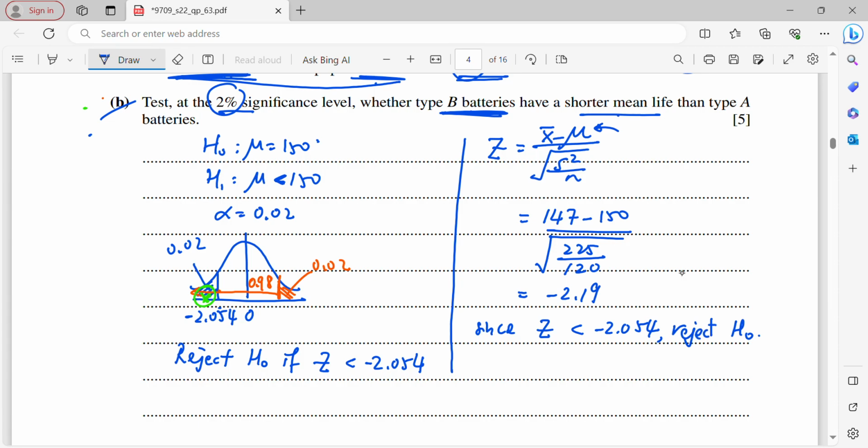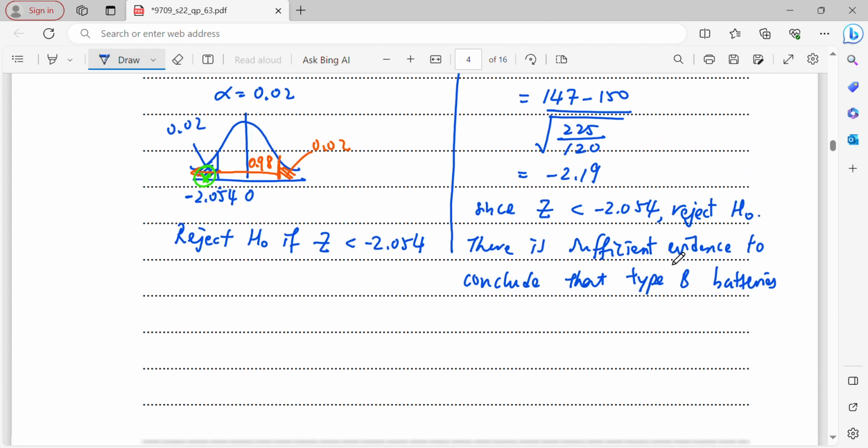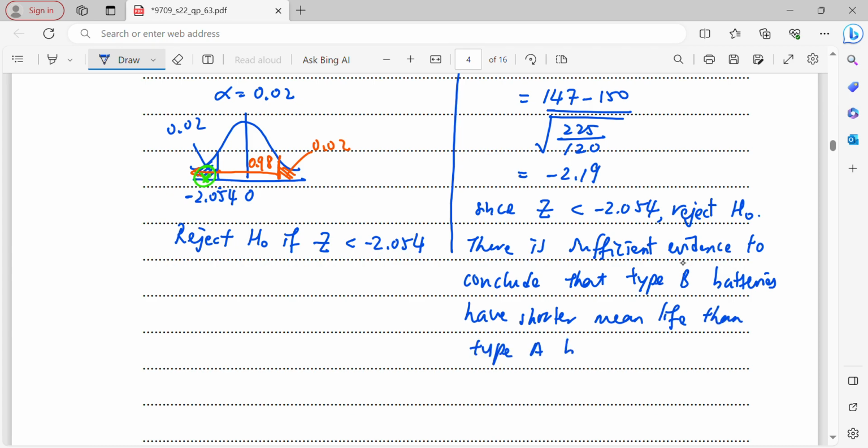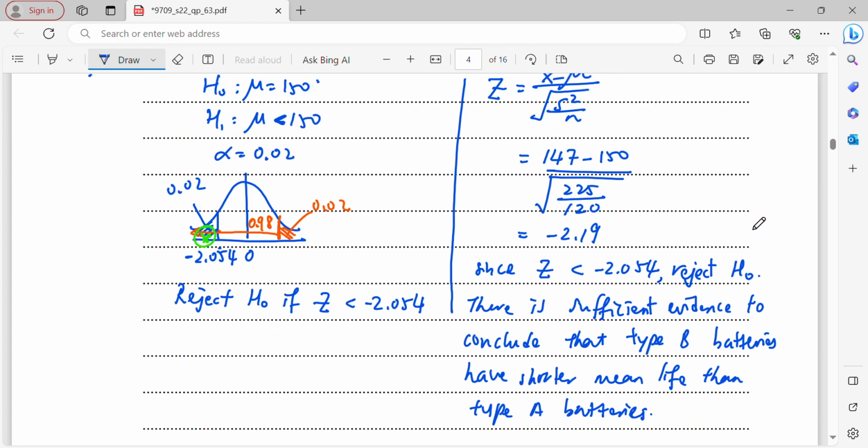So I will write, there is sufficient evidence to conclude that type B batteries have shorter mean life than type A battery. Okay, so that's the conclusion of this hypothesis testing.